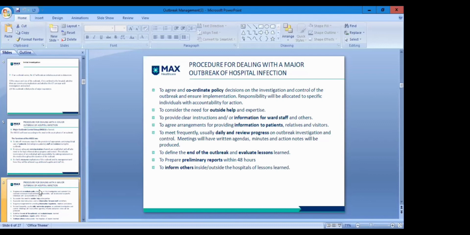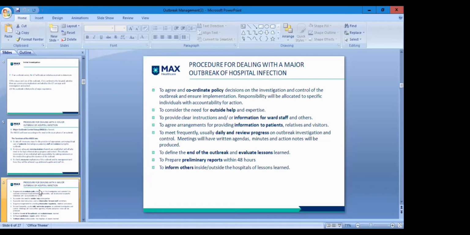We also define the end of an outbreak. We will not say the end of the outbreak has occurred, but if we talk about Delhi, the cases have steadily been going down. So where there might have been 2 wards, now only 1 ward is there.